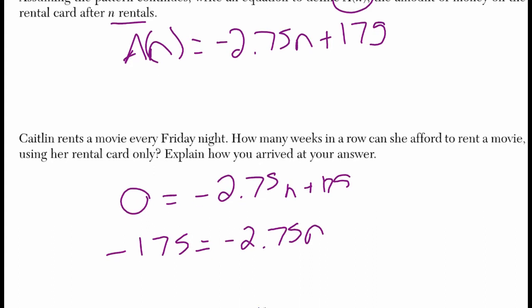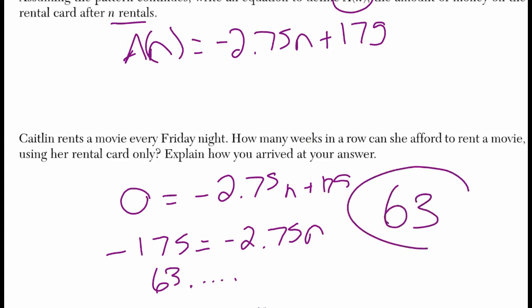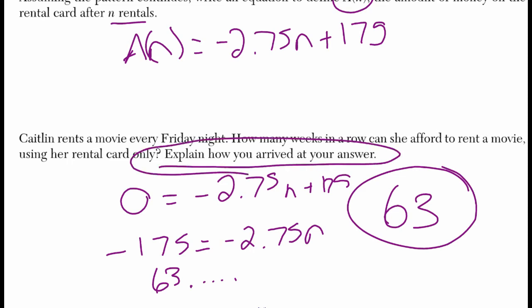When I divide here, I do negative 175 divided by negative 2.75 and get 63.63.63. So we get 63 and some numbers. But she can't buy 0.63 of a movie, so she can only buy 63 movies. Explain how you arrived at your answer. I set the equation equal to 0 and solved. You have to write that out in words.